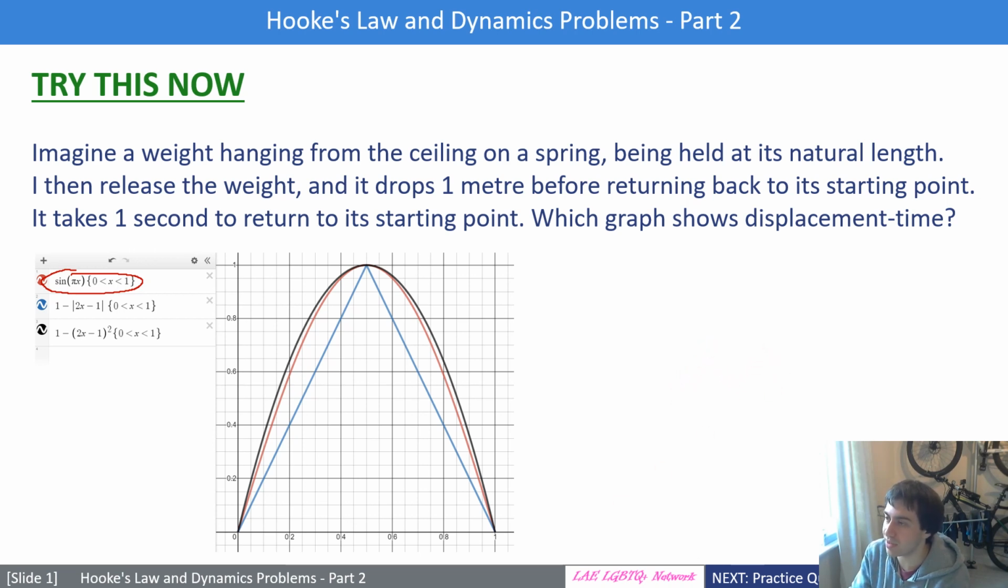Okay, and that's effectively what the motion of a spring is. Okay, obviously I've drawn it quite poorly there, but you get the idea.